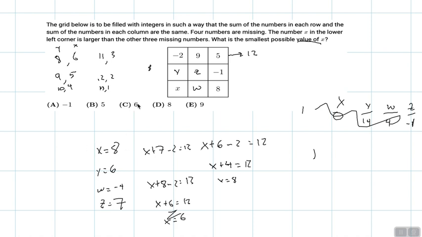8 could work here. If x is 6, then y is going to be bigger than x. And same deal here. Y is going to be bigger than x in these cases. So I'd say choice D, smallest possible value of x, is 8.